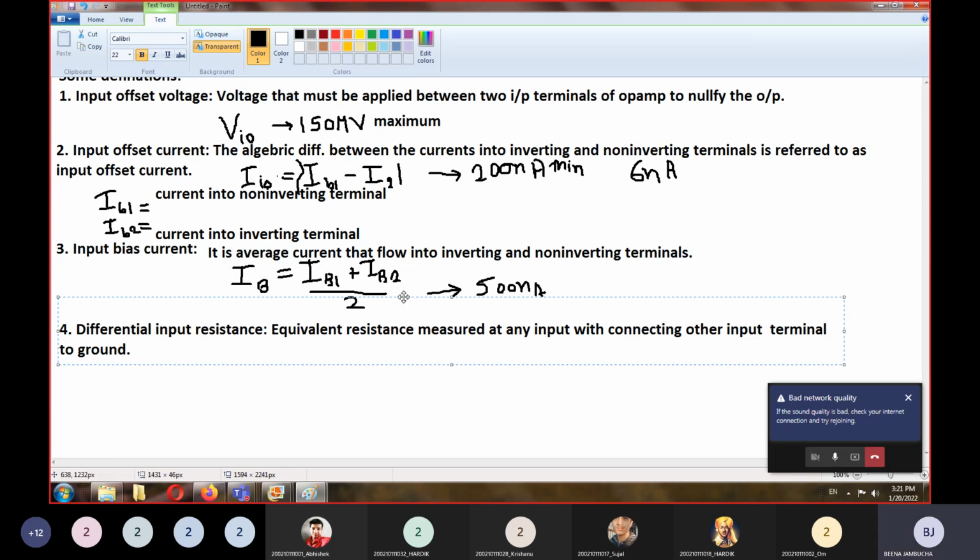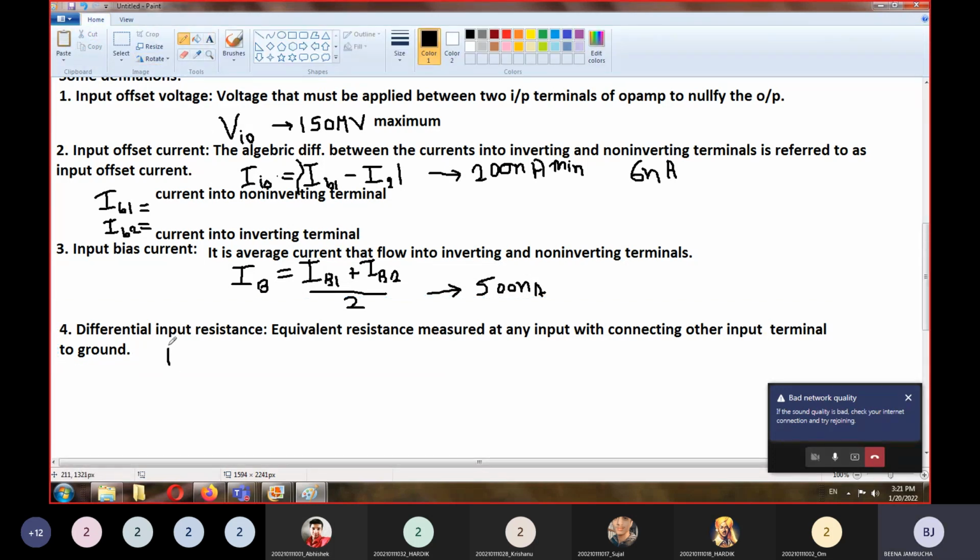And it is indicated as capital R suffix I. And for 741, this value is relatively high, up to 2 mega ohm. अगर हम FET Opamp यूज कर रहे हैं तो उसके लिए ये वैल्यू और भी ज्यादा रहेगी. It will be in terms of giga ohms, right? It may range up to the giga ohms.